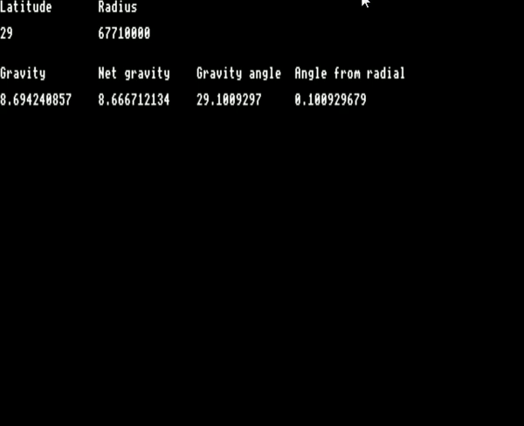There we go, 6771. Actual gravity 8.694 meters per second, net gravity 8.666. The number of the beast. Hell and fire were spawned to be released. I'm coming back. I shall return, and I'll possess... Sorry, excuse me.